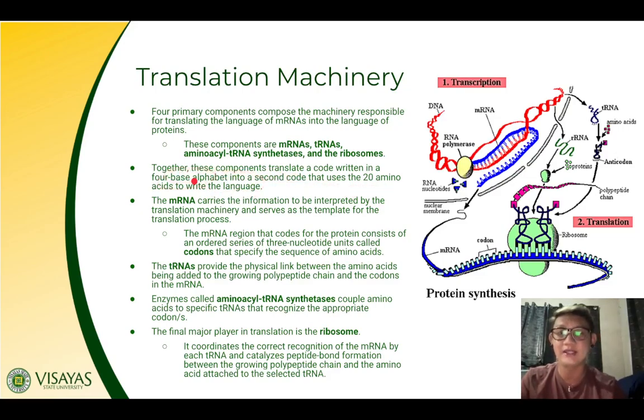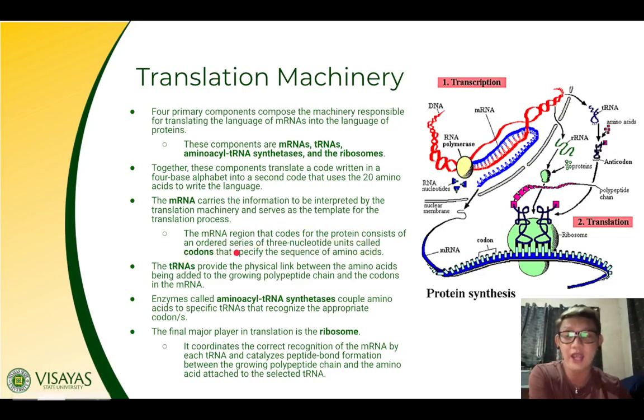4-base alphabet because in messenger RNA you have the adenine, the cytosine, the guanine, and the uracil. So the messenger RNA carries the information to be interpreted by the translation machinery and serves as a template for the translation process. The messenger RNA that codes for the protein consists of an ordered series of 3 nucleotide units we call the codons.